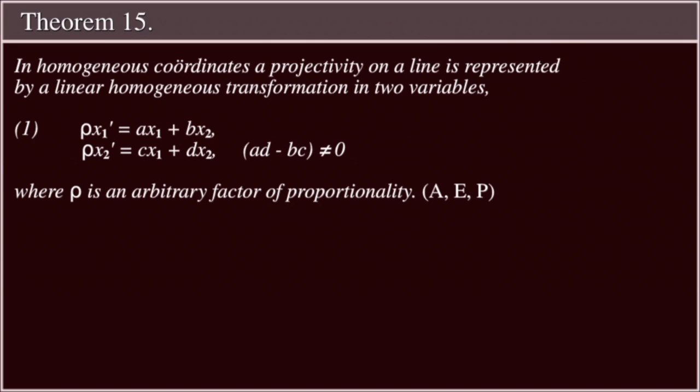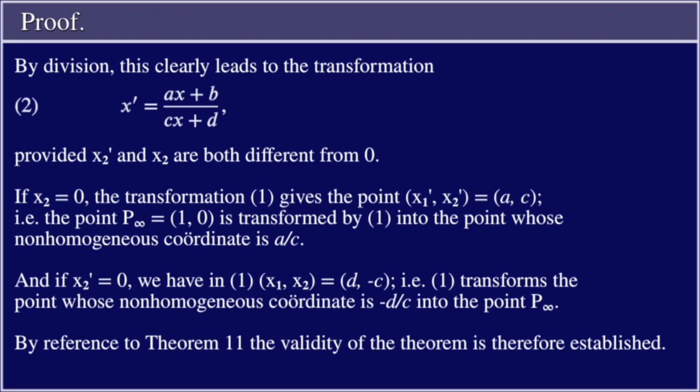Theorem 15. In homogeneous coordinates, a projectivity on a line is represented by a linear homogeneous transformation in two variables. Equations 1: rho x1 prime is equal to a x1 plus b x2; rho x2 prime is equal to c x1 plus d x2, where ad minus bc is not equal to 0, and where rho is an arbitrary factor of proportionality. Assumptions A, E, and P. Proof. By division, this clearly leads to the transformation, equation 2.